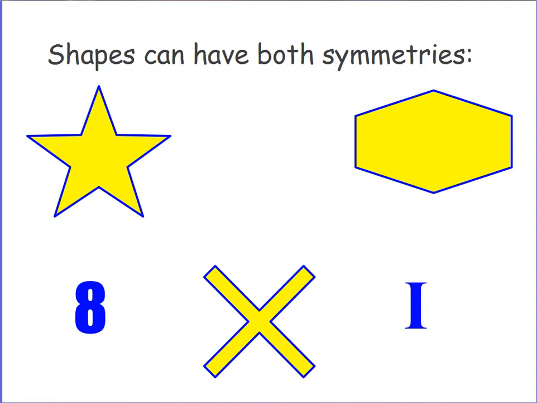Some shapes can have both kinds of symmetry. This star has reflectional symmetry through each point. It also has rotational symmetry as soon as I turn this top point to this point over here. This object, technically, that's a hexagon, also has both symmetries. It can have reflectional symmetry. It can also have rotational symmetry. All of the objects on this page have both types of symmetry.